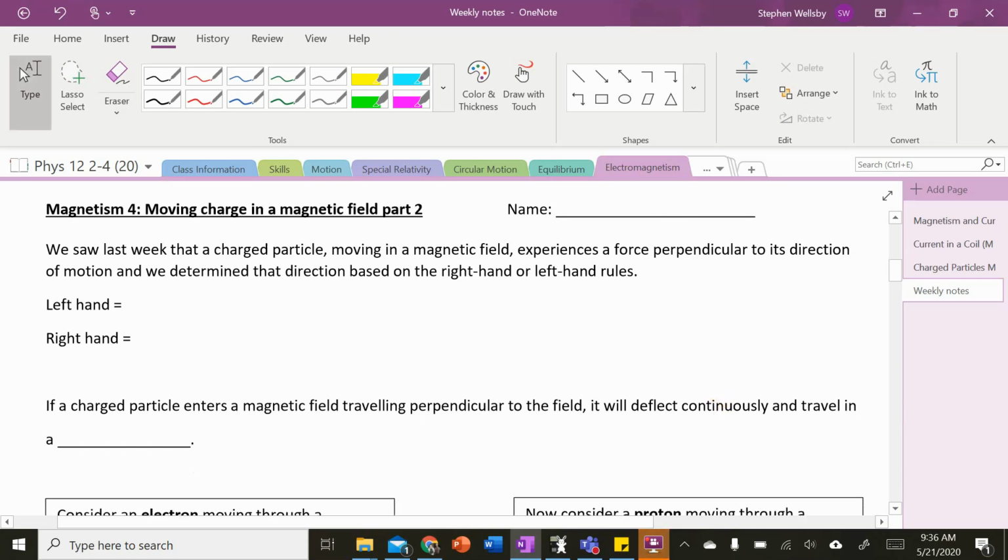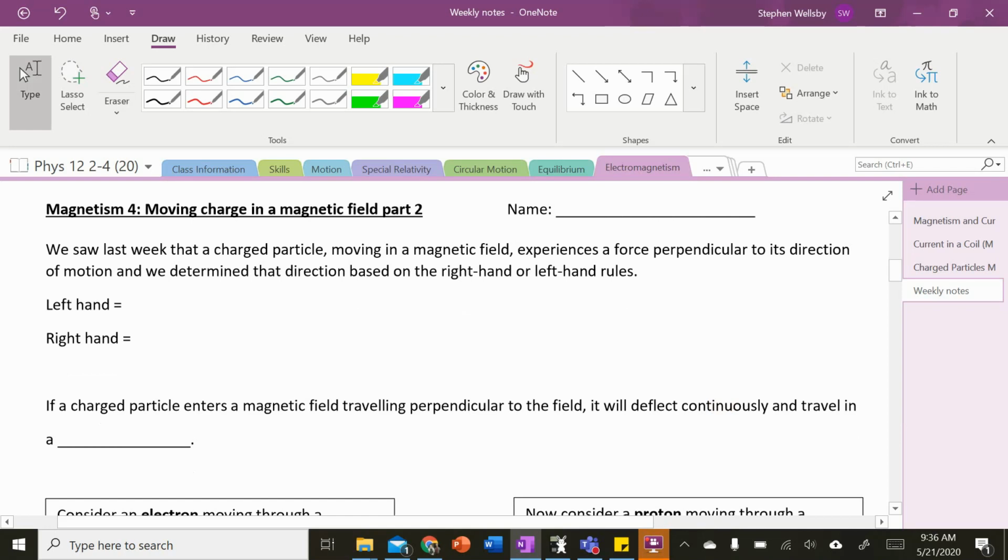Good morning, Physics 12. This week is our last week of just electromagnetism as itself before we move into a slightly new topic of electromagnetic induction. We're going to finish off. Last week we talked about what happens to a charged particle as it moves through a magnetic field.